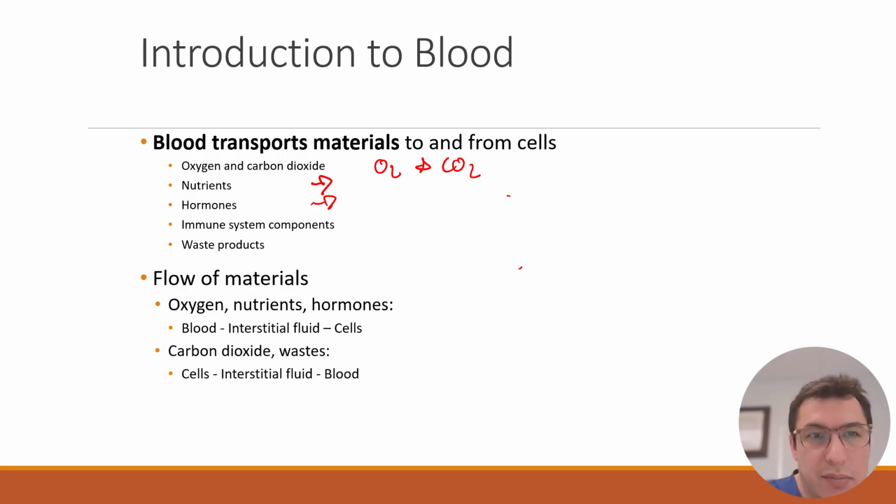Your immune system has white blood cells. These white blood cells are the main reason why we have body defenses. And we also have waste products such as urea.